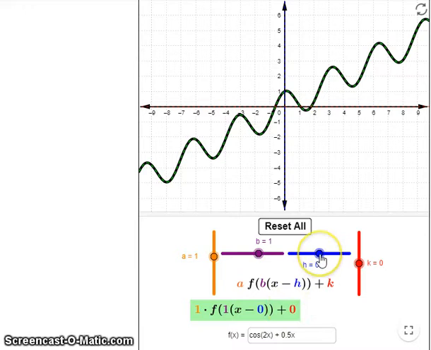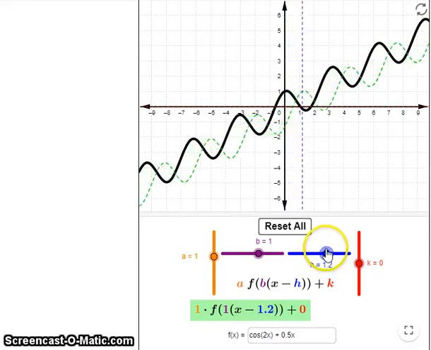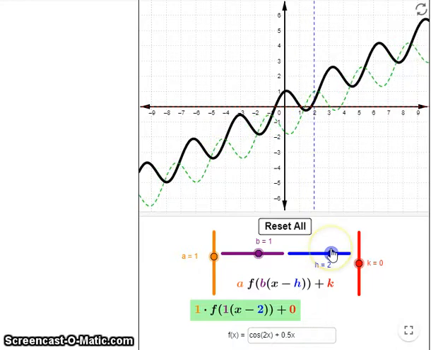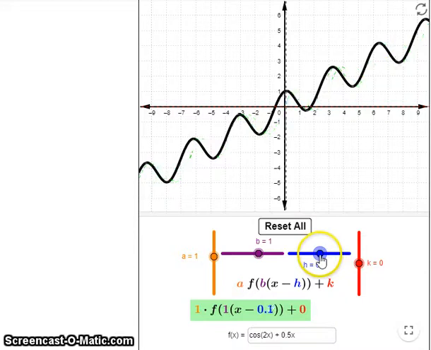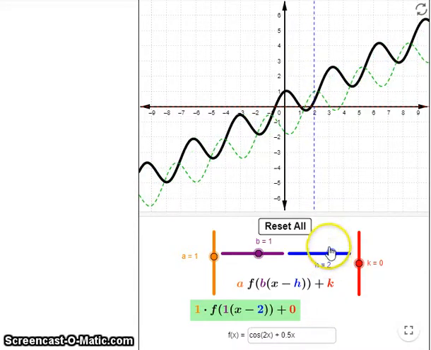I'm going to go ahead and set h to a value of 2, and let's see what this does. So if you notice what's happened is h is set to 2. I've shifted my graph 2 units to the right. So let me go ahead and just do that so you can see the graph itself shifting. I've shifted the graph 2 units to the right.